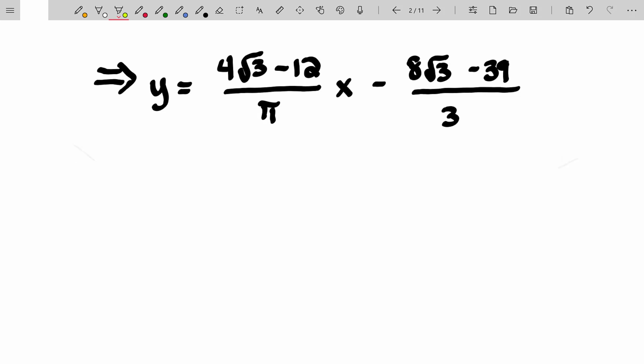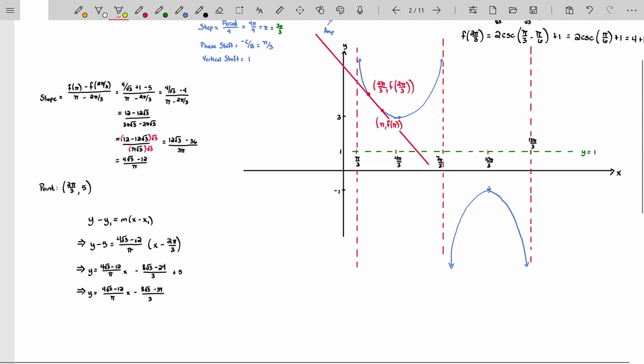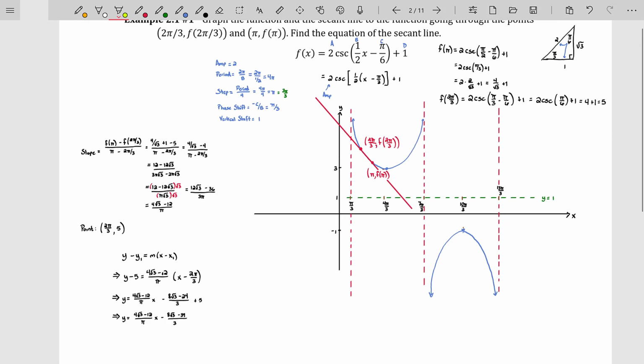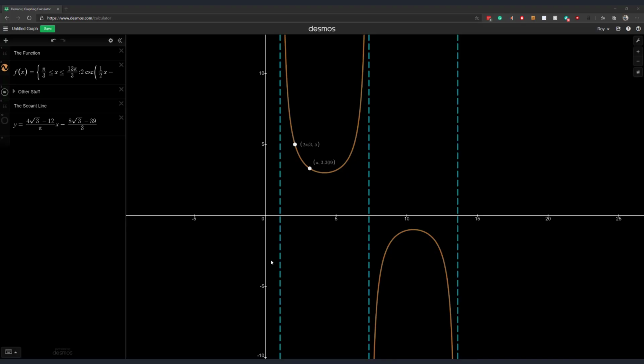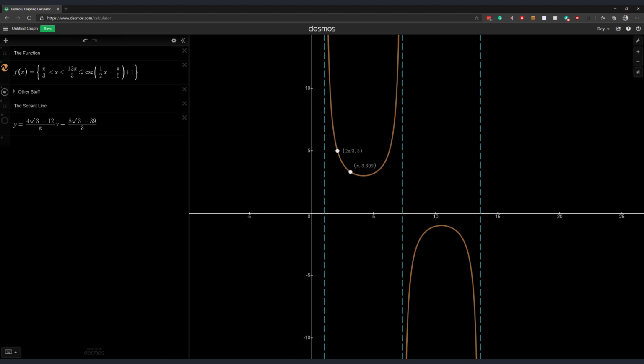Now, why don't we go ahead and just use Desmos to check whether or not our graph and our secant line in our equation is correct. Now, what you're looking at here is a graph of the cosecant curve that we just figured out, and I restricted the domain of this curve to be between pi over 3 and 13 pi over 3 because that's the way we drew that originally. If you don't know how to do that in Desmos, it's pretty easy.